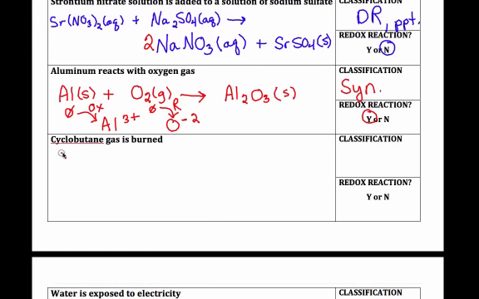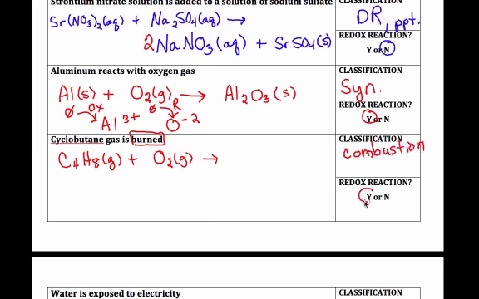Okay, cyclobutane is burned. For one, we have a hydrocarbon, C4H8. It says it's a gas, and it's burned. So we supply the oxygen gas. We're going to do a complete combustion, and combustions are all redox. And we have CO2 gas plus H2O gas.